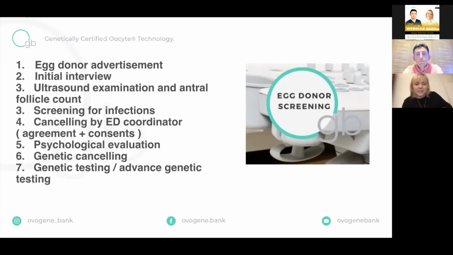donation process. Then we do screening for infections. And of course, if they are carriers of anything, we exclude them from the further process.